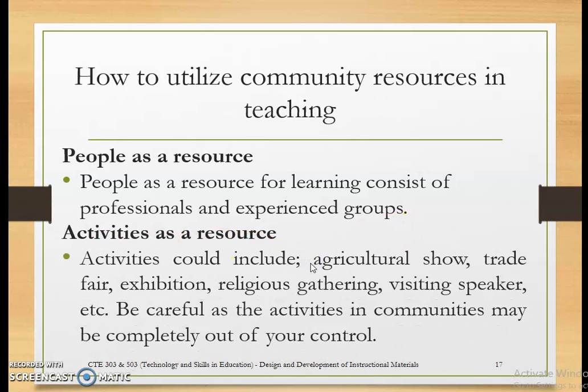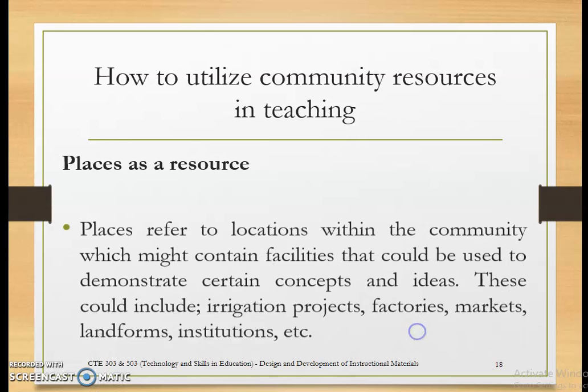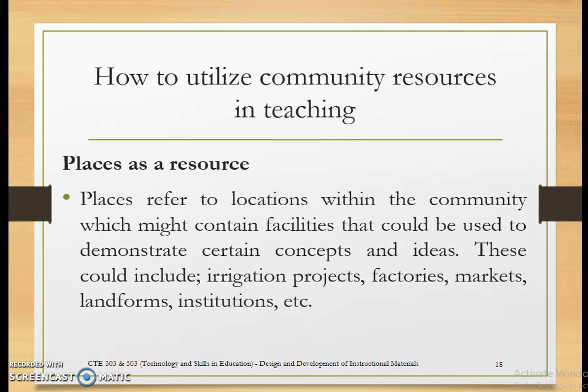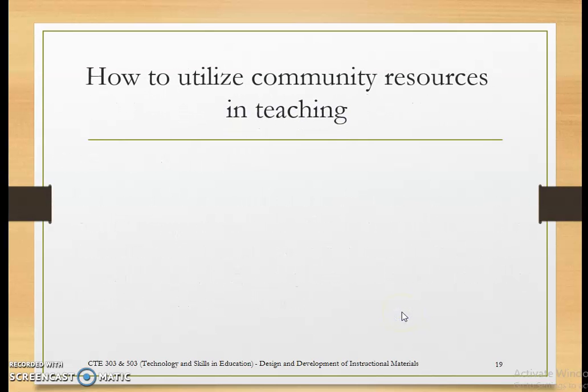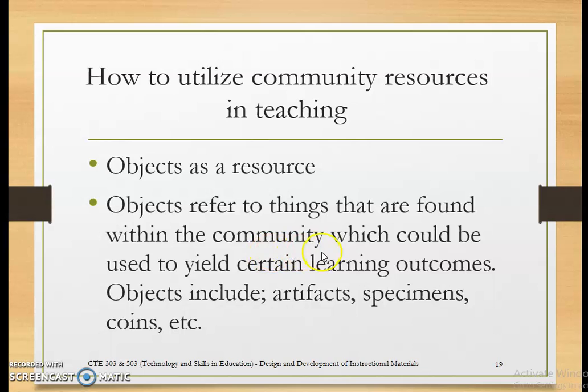Activities that happen in communities: agricultural show, trade fair, gatherings. Be careful, as the activities in communities may be completely out of your control, because community-based things, sometimes you have other people control situations. Places are good as resources, so you could visit locations, irrigation projects, factories, markets, institutions. These are places which are a good resource. Objects as a resource. These are things that are found within the community which could be used to yield certain learning outcomes. Artifacts, specimens, etc.